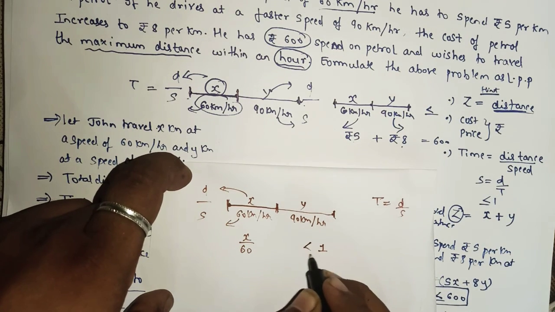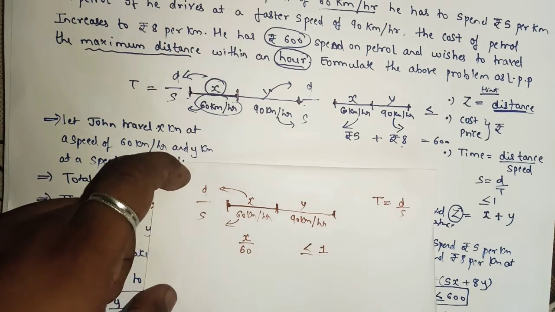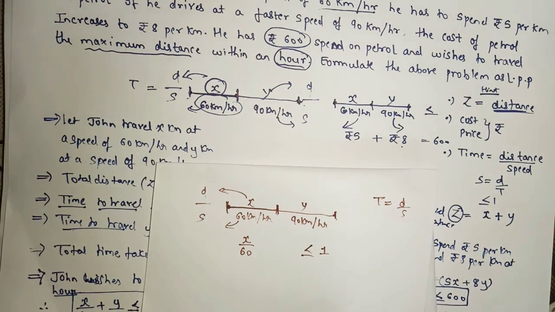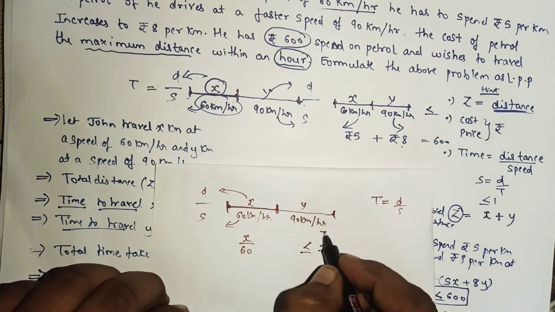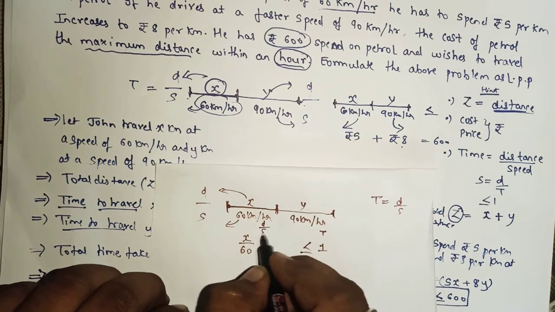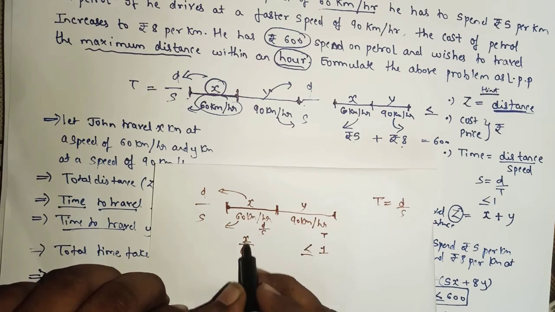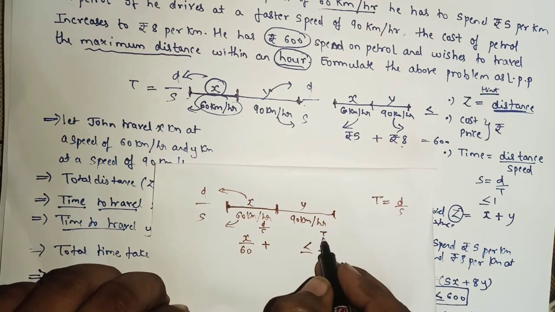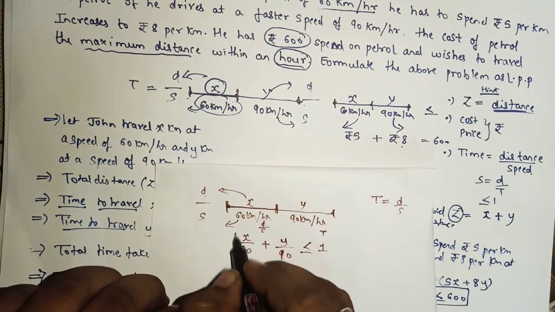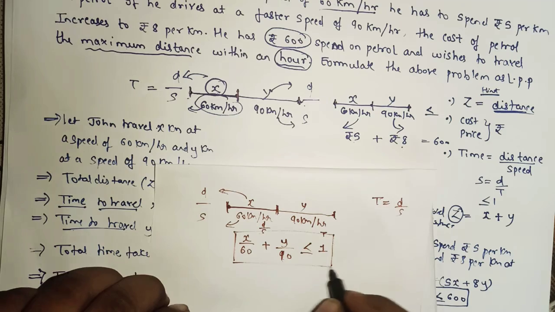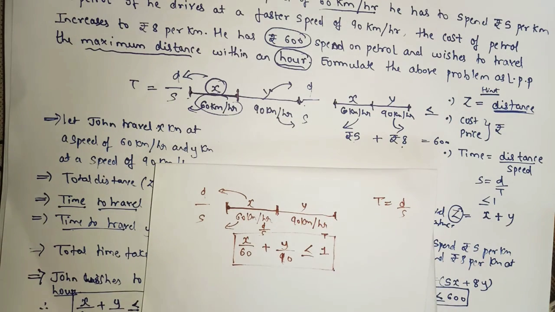So maximum is less than or equal to, and within an hour means you will not take more than 1 hour, so it will be less than or equal to 1 hour only, yes or no? So time equals distance upon speed, so time equals distance upon speed plus time equals distance upon speed, that means y upon 90. So in this way we got the first linear inequation.